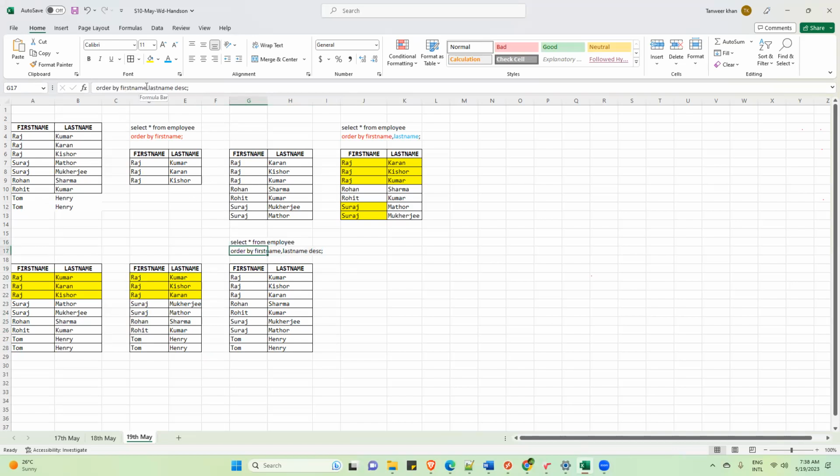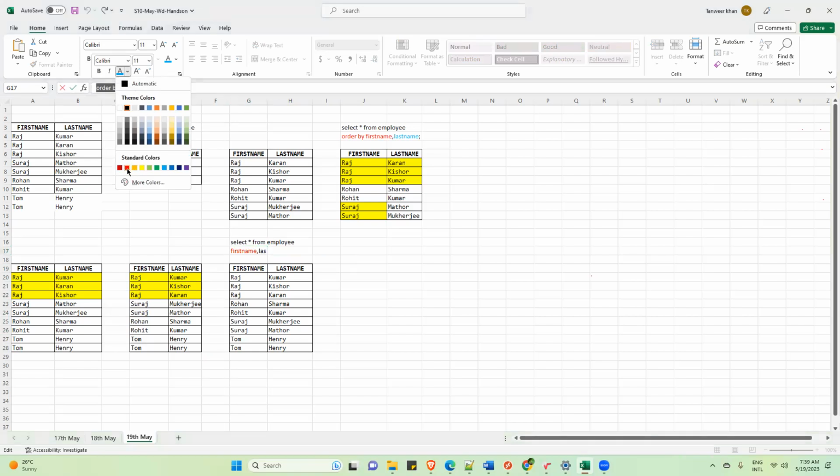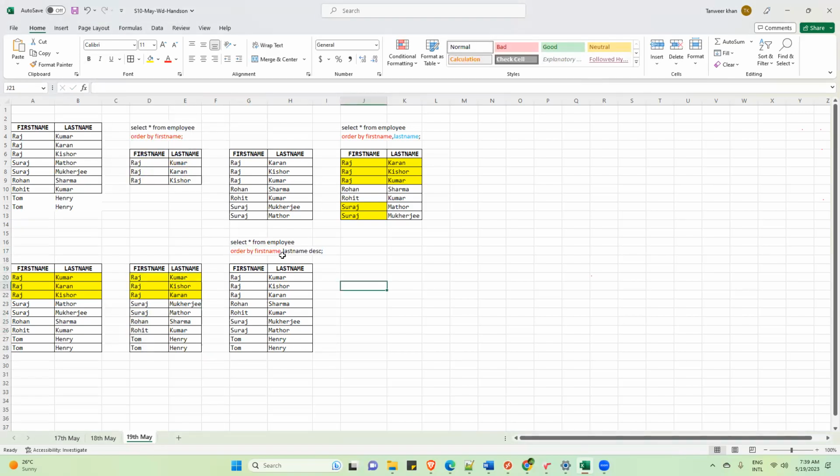So what is the meaning of this query? Here we are telling the SQL engine to sort based on the first name. After first name and before the comma, have I mentioned anything, ascending or descending? No, I have not mentioned anything. It means the engine has to sort the data based on first name in ascending order. If you don't write anything, by default the engine will sort in ascending order.